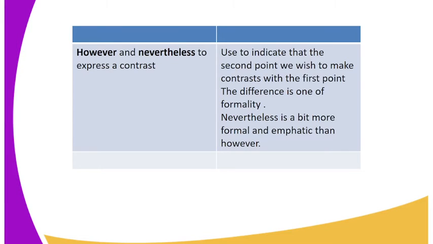We have however and nevertheless to express contrast. These are used to indicate that the second point we wish to make contrasts with the first point. So the difference is their formality. Nevertheless is a bit more formal and emphatic than however.